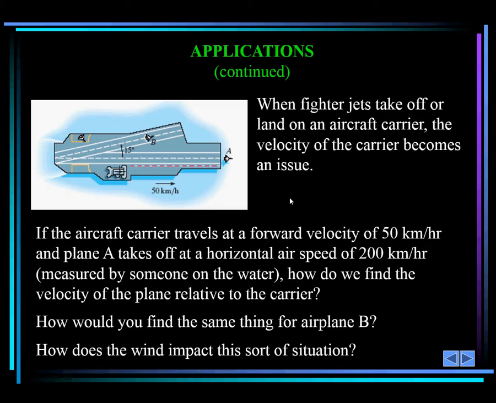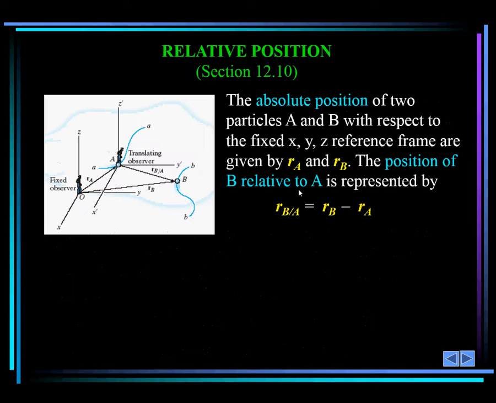So this, for the airplane A, is easy, it would be the difference, but for the plane B it would also be a difference, but a vector difference. And of course, the wind also comes into the picture. Here's another problem.